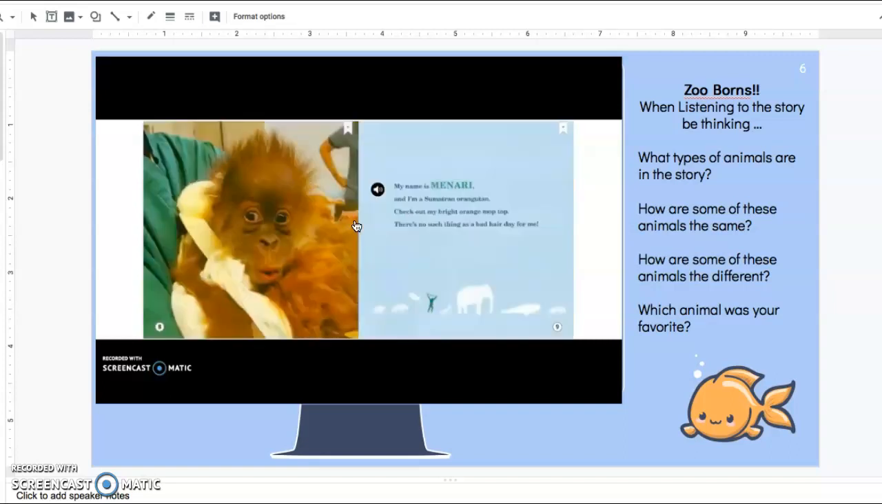My name is Minari, and I'm a Sumatran orangutan. Check out my bright orange mop top. There's no such thing as a bad hair day for me.